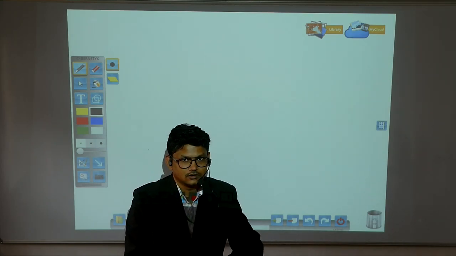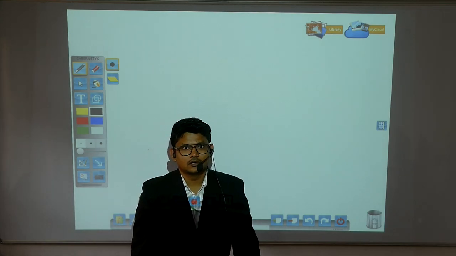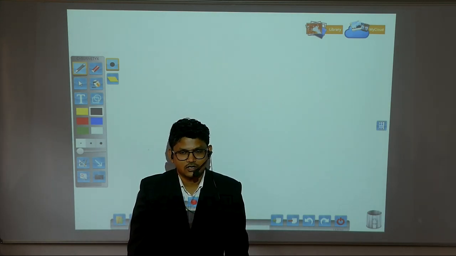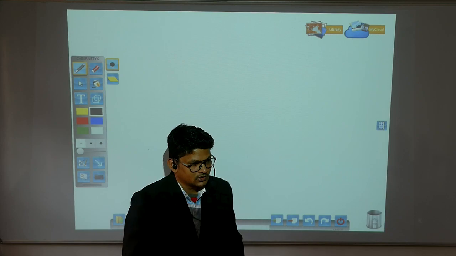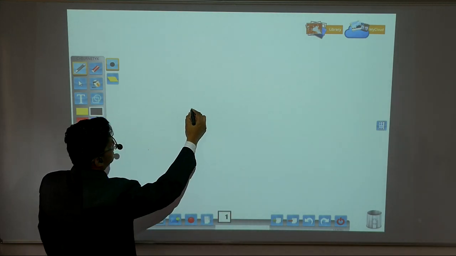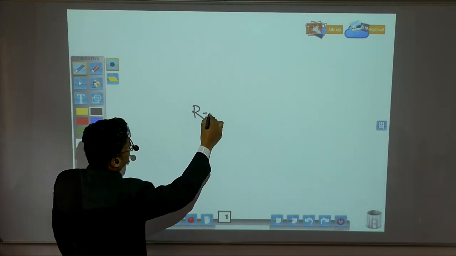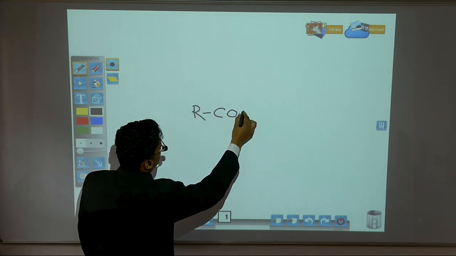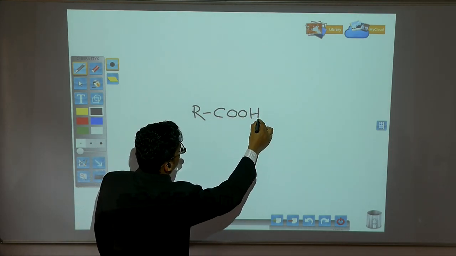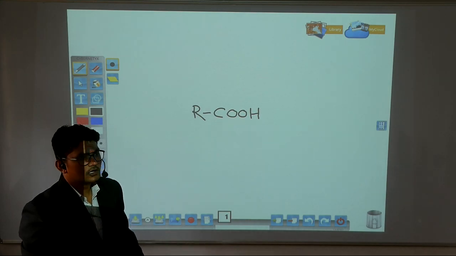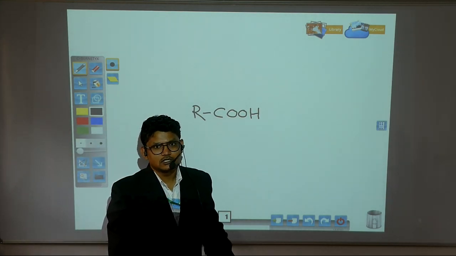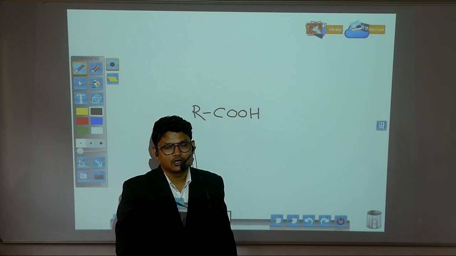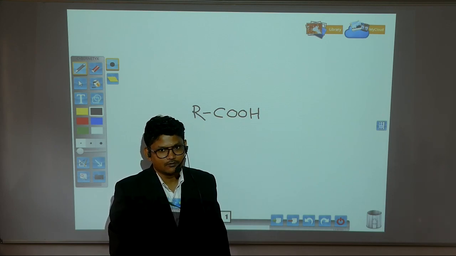Hello students, today we will learn about the nomenclature of carboxylic acid. So generally the carboxylic acid is shown with this structure, RCOOH. So today we will learn how to give the IUPAC name to this carboxylic acid. We will learn with one specific example.